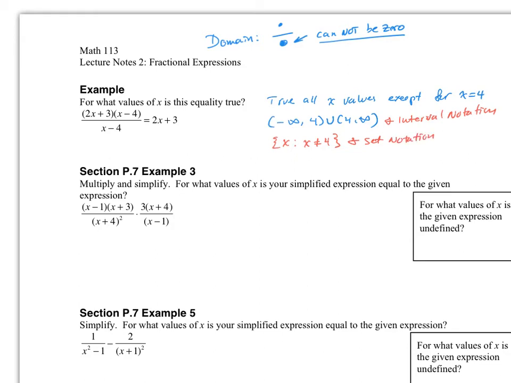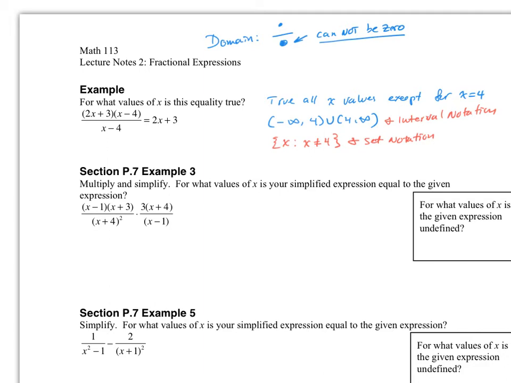Okay, so we did this in the last video. Or we talked about the domain in the last video. And the next example is asking you to multiply and then simplify. This problem is pretty simple because it's mostly already factored. If it is not factored, you have to factor it first and then cancel things out.